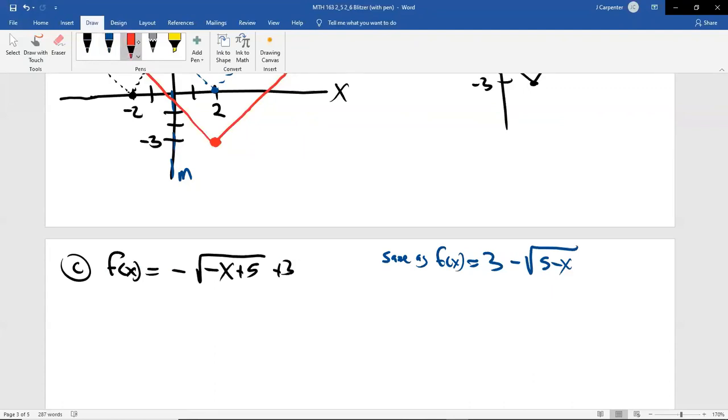All right, so let's list all our shifts and reflections. I like to do my shifts first. The plus 5 is inside, so that's a horizontal shift of 5. Those are backwards, so plus means left 5. The vertical shift, that plus 3 is outside, so that's up 3. They don't go backwards. We have a negative inside and a negative outside, so there is both a horizontal reflection and a vertical reflection. We got all 4 pieces of the puzzle.